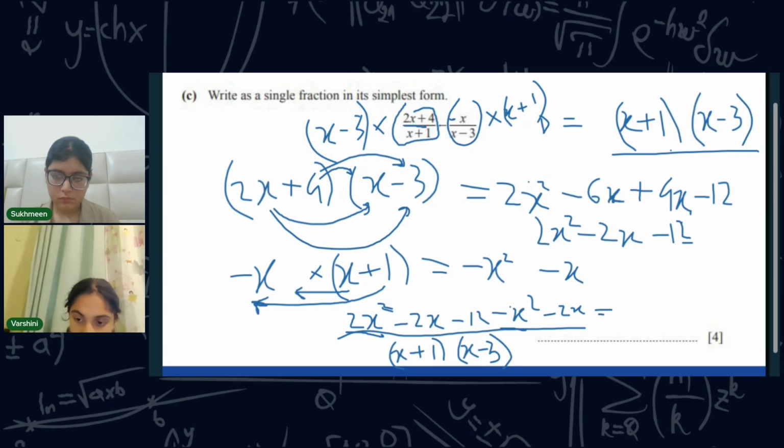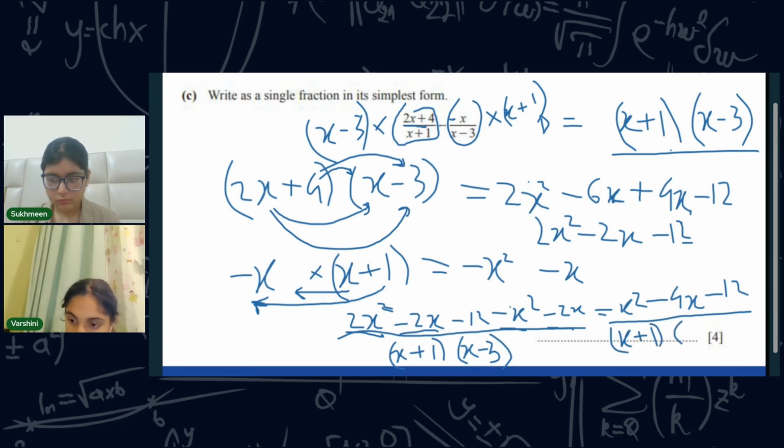So when we read this, first we're going to do 2x squared minus x squared, which is going to be x squared. Then again, we have minus 2x over here and minus 2x. It's going to be minus 2, which will just give us minus 4x. And again, we have this minus 12 term, which we can just rewrite over here, divided by the denominator, again, which is the same, x plus 1 into x minus 3.